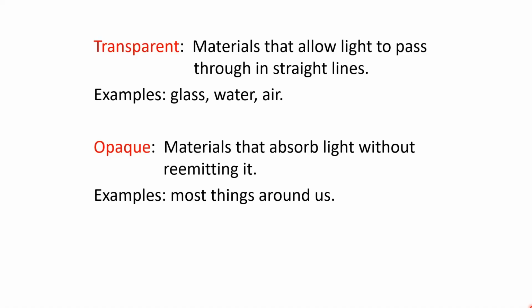So here are those two terms together. Again, transparent is materials that allow light to pass through in straight lines, and opaque is materials that absorb light without re-emitting it. The thing I want to focus on is why. Why are some materials transparent and others opaque?